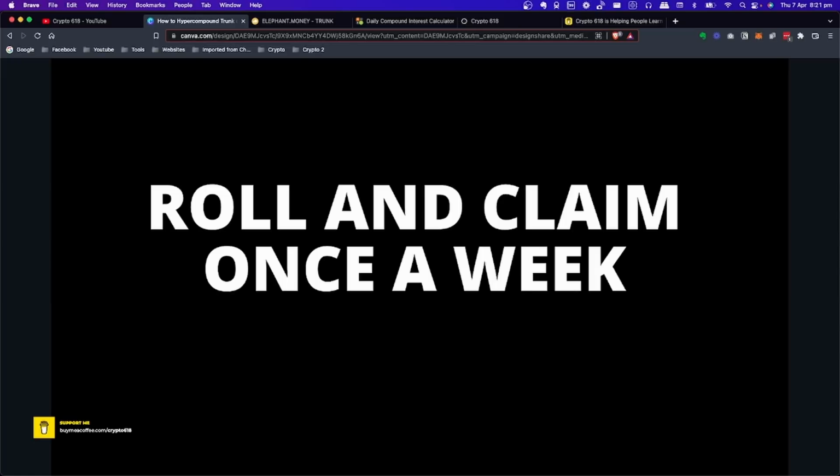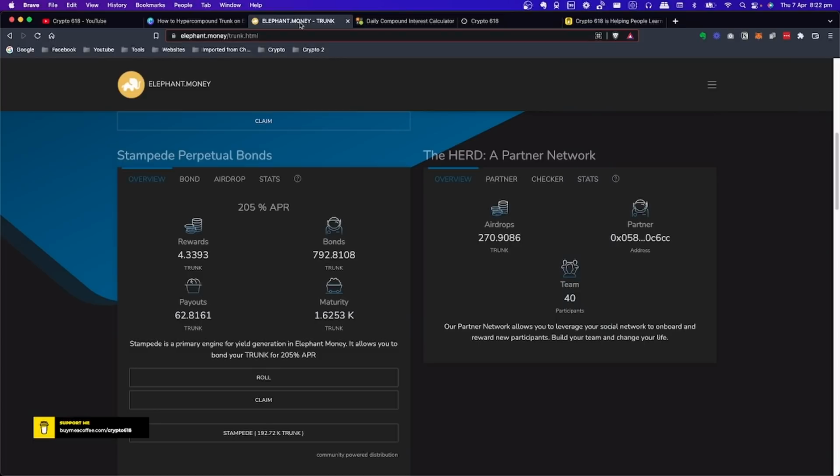And then what will happen is we'll reach maximum payout, and then you won't. And that maximum payout is pretty simple, because every time you get rewards and you roll or you claim, they go into payouts. And when payouts equals maturity, there's no more money to be paid out. It's as simple as that.